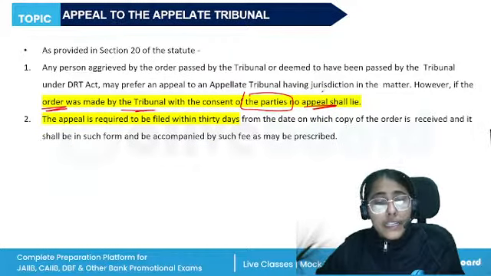Then this appeal is required to be filed within 30 days from the date on which the copy of the order is received, and it will be accompanied by any fee that is prescribed.